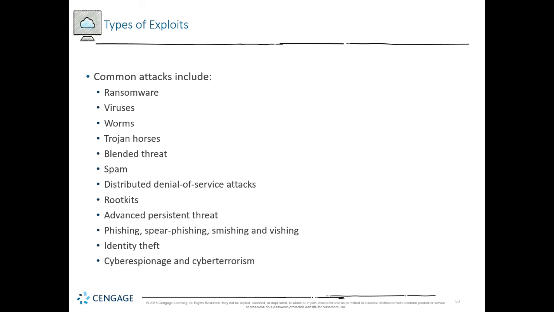Perpetrators. Types of exploits. Common attacks include ransomware, viruses, worms, Trojan horses, blended threats, spam, distributed denial of service attack, rootkits, advanced persistent threat, phishing, spear phishing, smishing, and vishing. Identity theft, cyber espionage, and cyber terrorism.